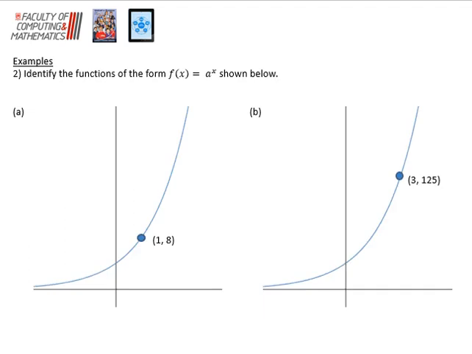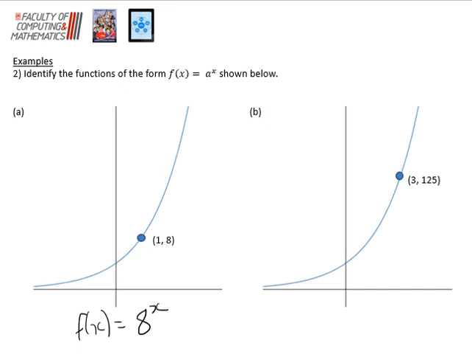I'm giving you 2 graphs. I want you to tell me what the graphs are. So first one there, you can see from that point (1, 8), we know this has to be f(x) equals 8 to the power x. Nice and easy. Second one, a little bit trickier, because we've not been given the value where x is 1.